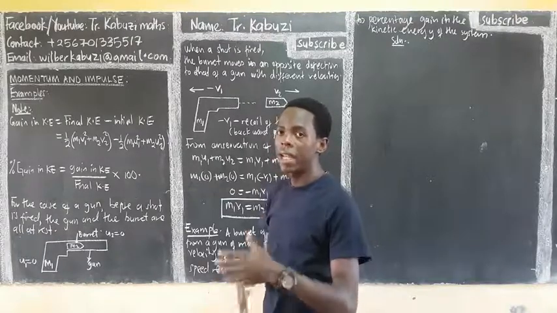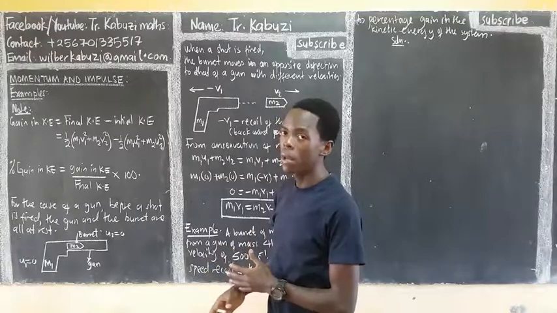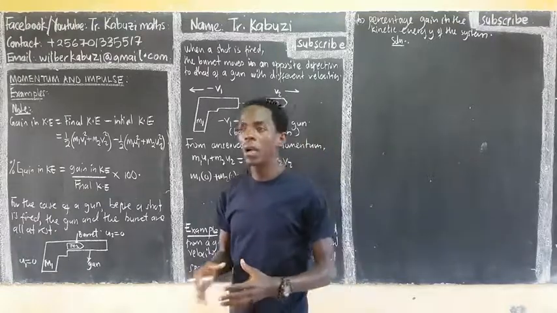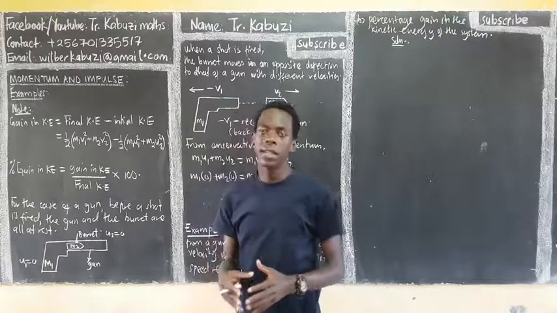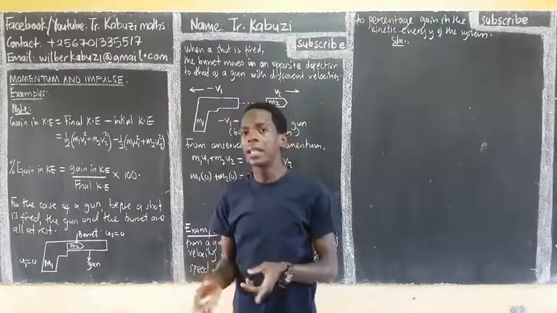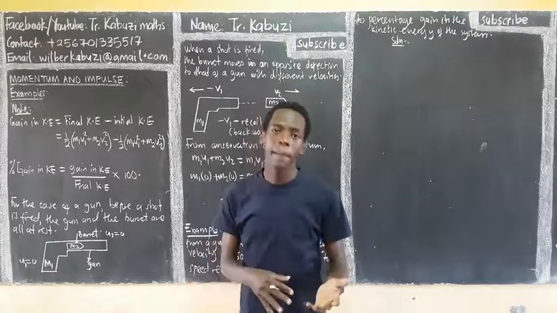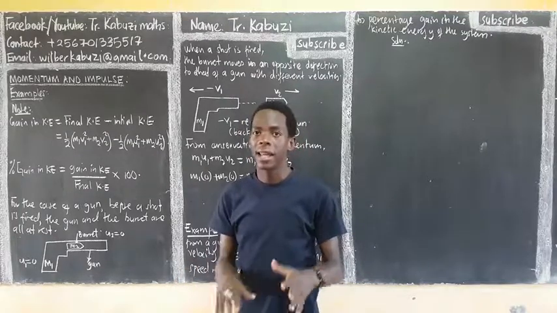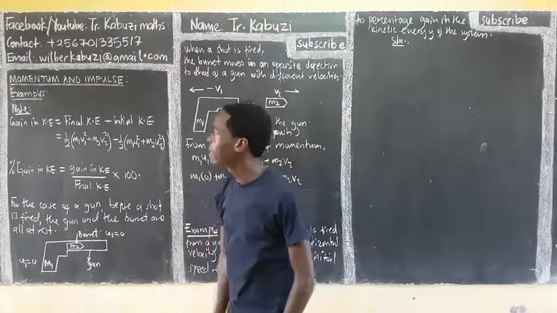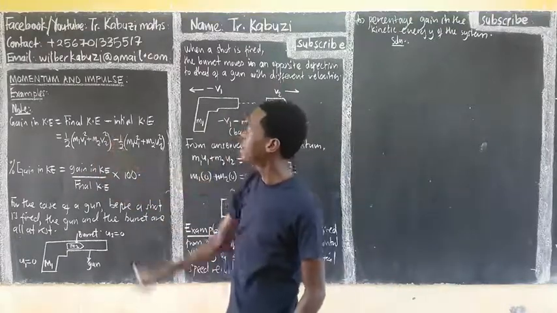That's why in a loss we get the initial minus the final, while in a gain we get the final minus the initial. If you are calculating the gain or loss in kinetic energy and you get a negative, it means that the system was gaining kinetic energy instead of losing. So this is the idea we are having here. The gain in kinetic energy is equal to the final minus the initial.